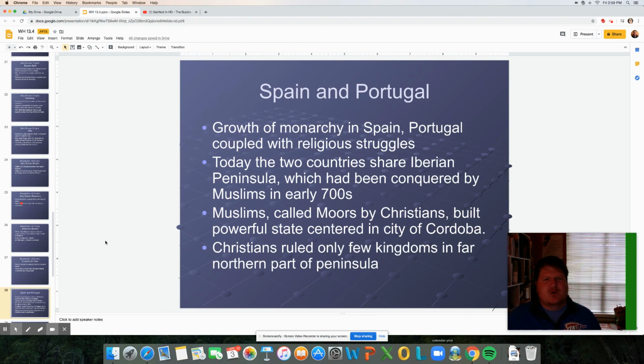Now we're going to get quickly into Spain and Portugal. We talked a little bit about this: the Muslims had come from the Middle East into North Africa, up to Spain, and then they conquered pretty much all of that area in Spain and had that control.